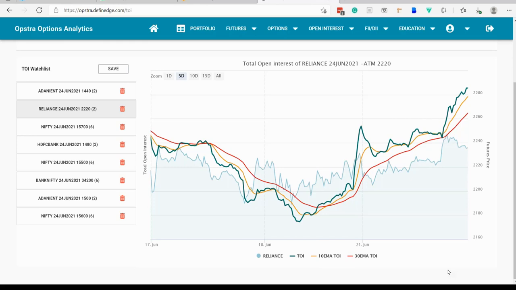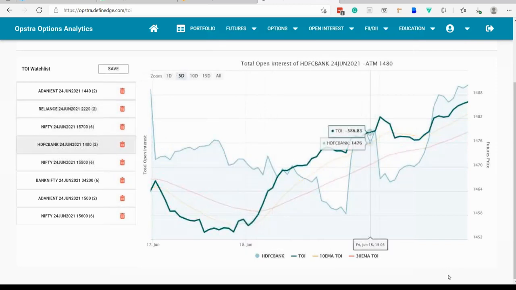For example, Reliance now 20 to 20, which is at the money, has closed quite strongly. So which means Reliance trend is up. So that is one indication. Another indication is, can you go to HDFC Bank 1480 and select all?